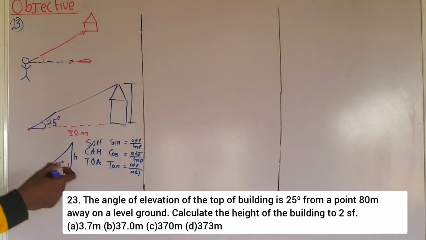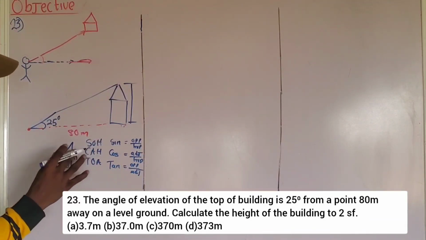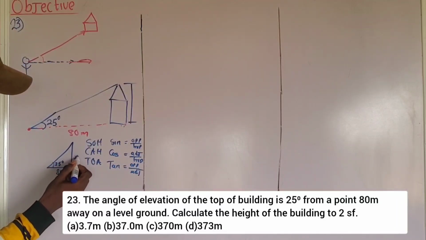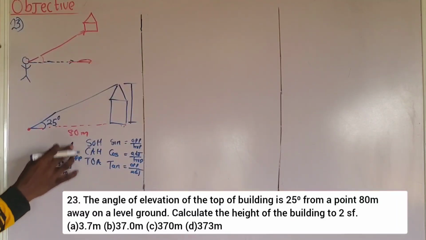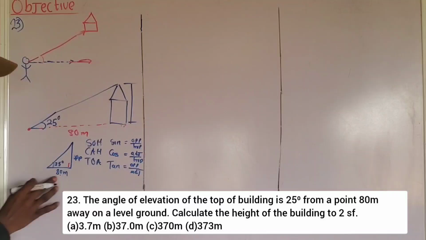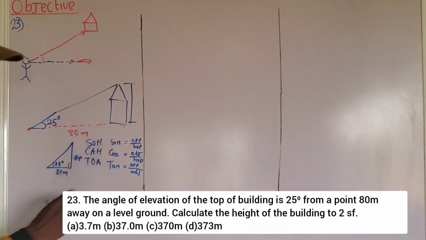Okay, so let us proceed. For this, I want to calculate the height, because height is the opposite. I can represent it as opposite, the side here. Now, I've been given the adjacent. Opposite and adjacent. What mnemonic device combines opposite and adjacent? You understand? Please pay attention.